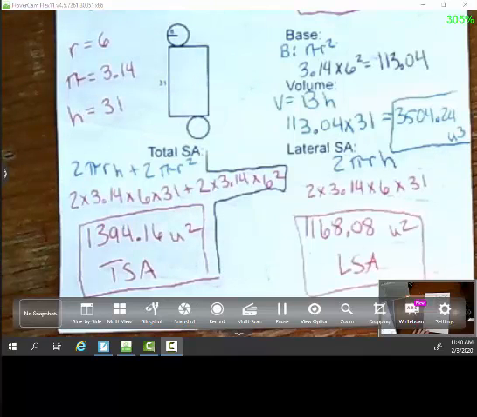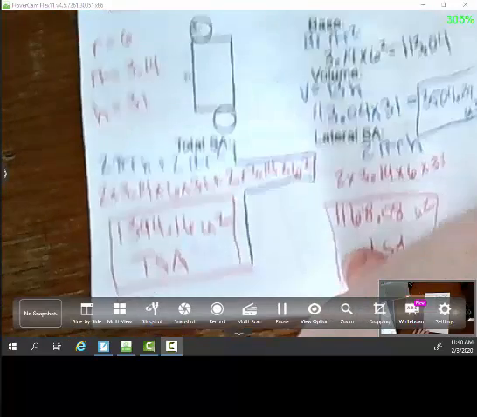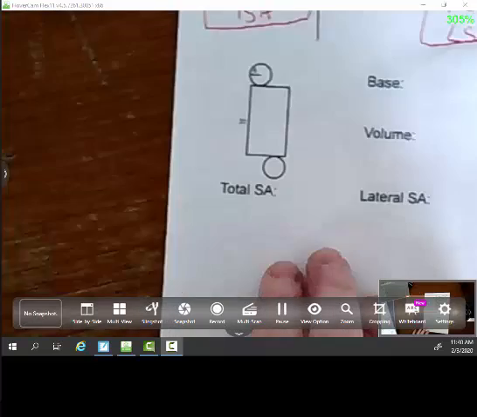One more for the notes, guys. Alright. On the next one, I want you to change the radius to 3 and the height to 10. We'll do it together so it doesn't take as long.